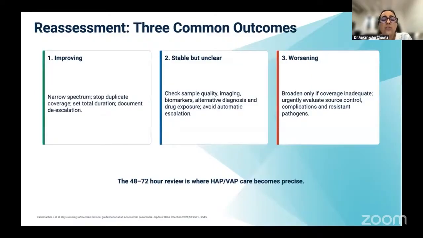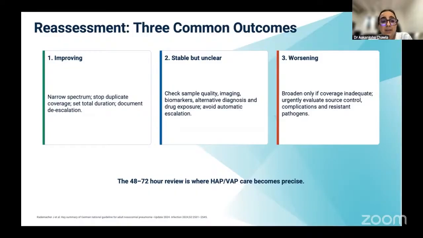So what would your reassessment outcome look like? Your patient is improving, so you can start de-escalating or narrowing down. And you can accordingly modify your treatment based on the patient's response. And by this time, you would have your culture and antibiotic susceptibility testing also available.